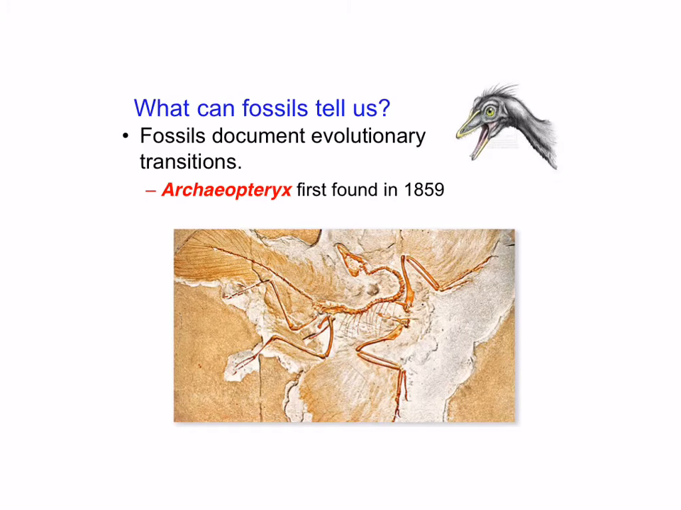Fossils also tell us about evolutionary transitions. In other words, what are the organisms that show a transition, a change from one to the next? The first example is Archaeopteryx, which was first discovered in 1859. This is the fossil, something like this. And this is a transitional form between birds and reptiles, or dinosaurs. So we have dinosaurs, and slowly they evolved into modern day birds. It might have looked something like this.